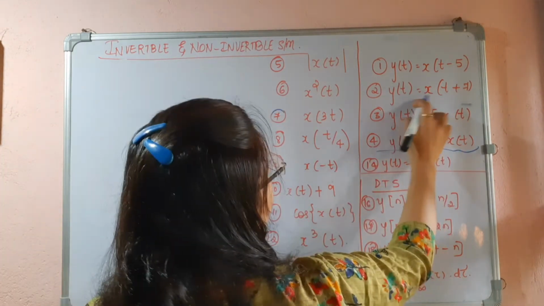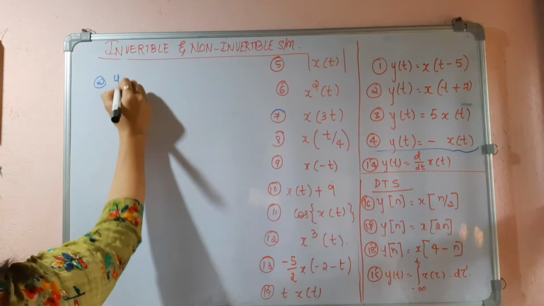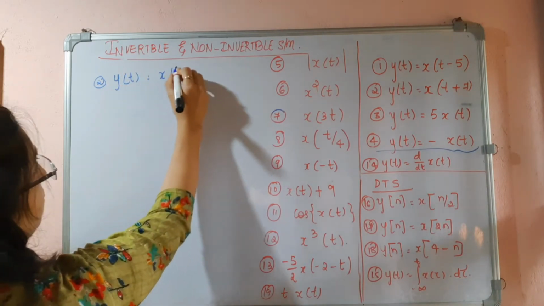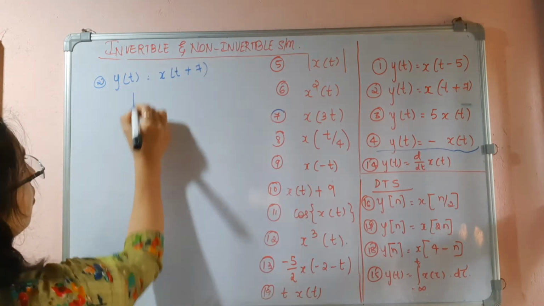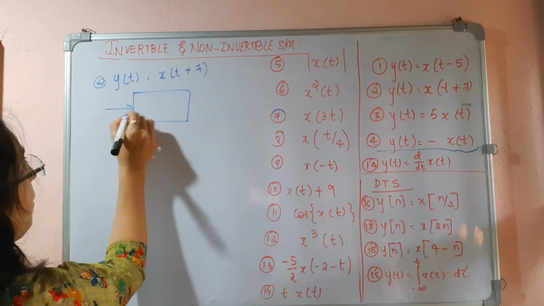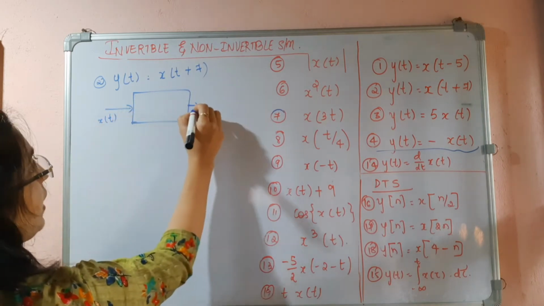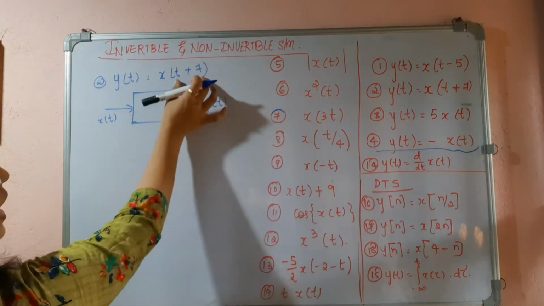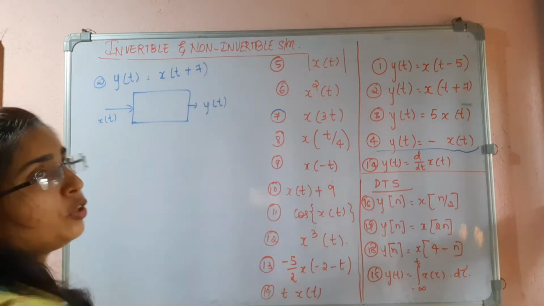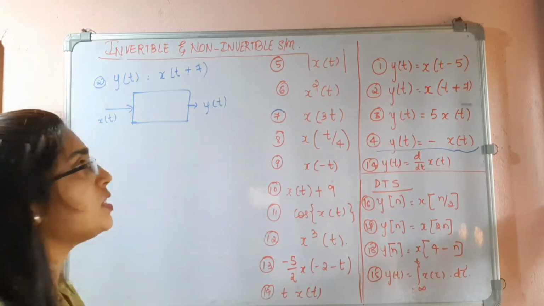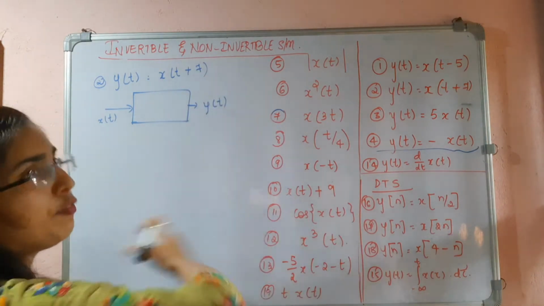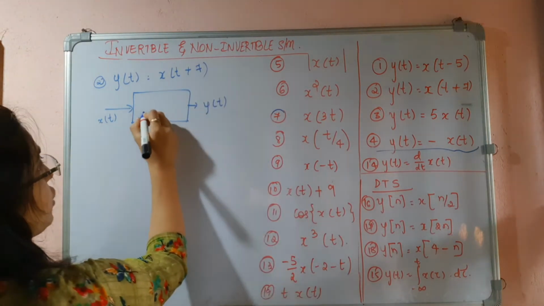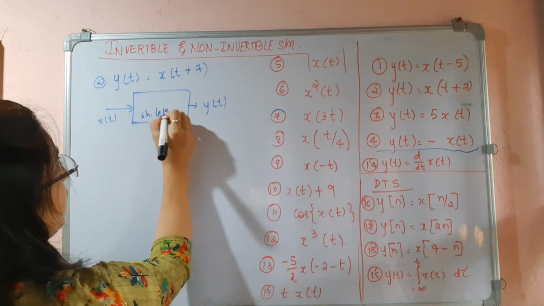Next, y of t is equal to x of t plus 7. Here I am applying the input x of t and getting the output y of t. By seeing this, we get to know that this is the advanced version of the signal. So it is shifted left by 7 units.